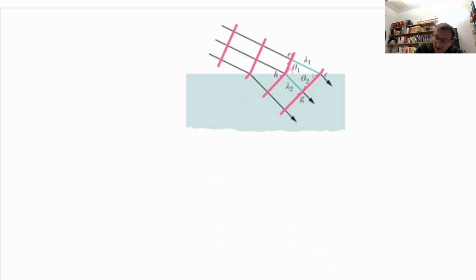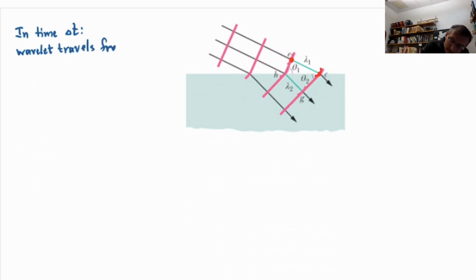Consider the moment in time when there's this point right here on the wave front, point E. That's going to be a source of a little Huygens spherical wavelet that travels outward. In some time delta t, that wavelet will travel outward and reach the point C, traveling in air. So in the time interval delta t, a wavelet travels from point E to point C. The time it will take, delta t, is the distance between those points, lambda 1, over how fast it's going in medium 1, v1.